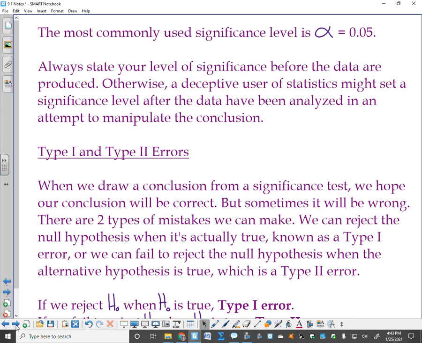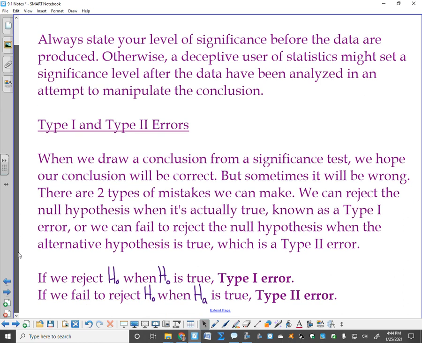99% of the problems are going to tell you what your alpha is before you start. If they don't, you set it, and always default to 0.05. But state it at the beginning of your problem. You write your null and your alternate, define your parameter, state your alpha, state your judge. Okay? All right. Type 1 and type 2 errors.